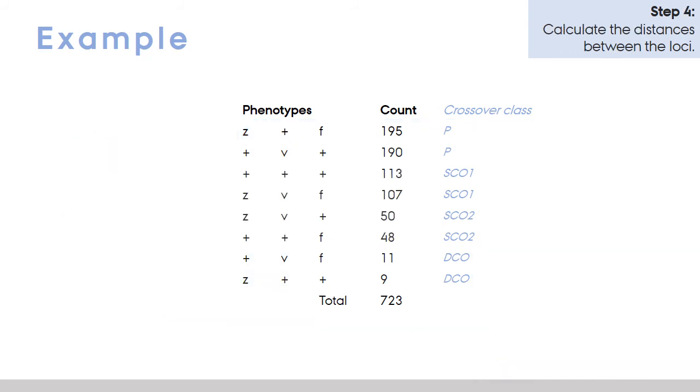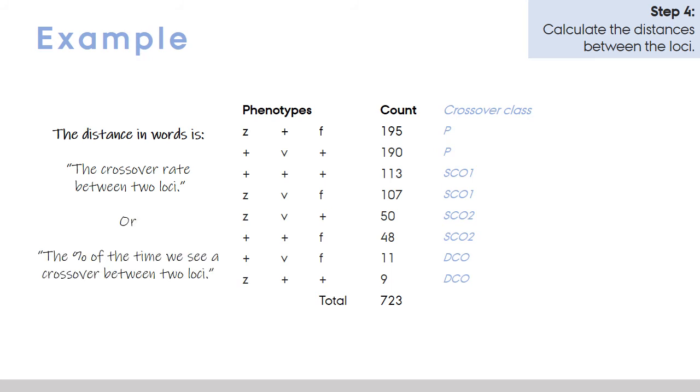Step 4. Calculate the distances between the loci. What is a distance? I get this question quite often, and I also see a lot of confusion in your work. So what is the distance in words? The crossover rate between the two loci, or the recombination rate between the two loci, or the percentage of the time that we see a crossover between two loci.